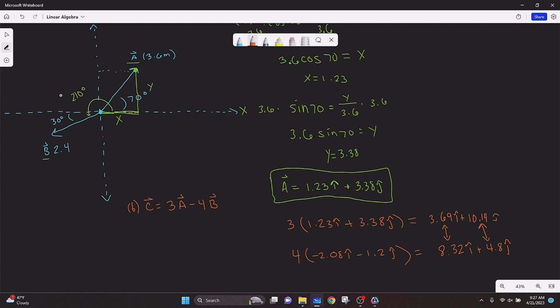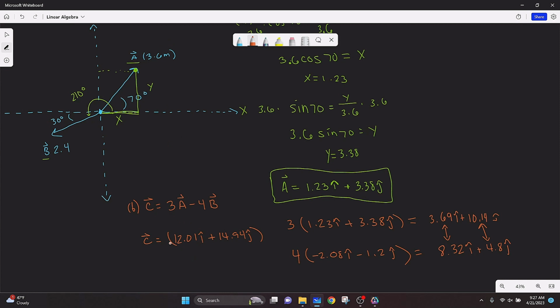And so we get our final components or coordinates for vector c to be equal to 8.32 plus 3.69, so our x values, and that is 12.01 i hat plus our y's, which is 10.14 plus 4.8, which is 14.94 j hat. And so there we go. That would be our components. We would be 12 in the x direction and 14 in the y direction.